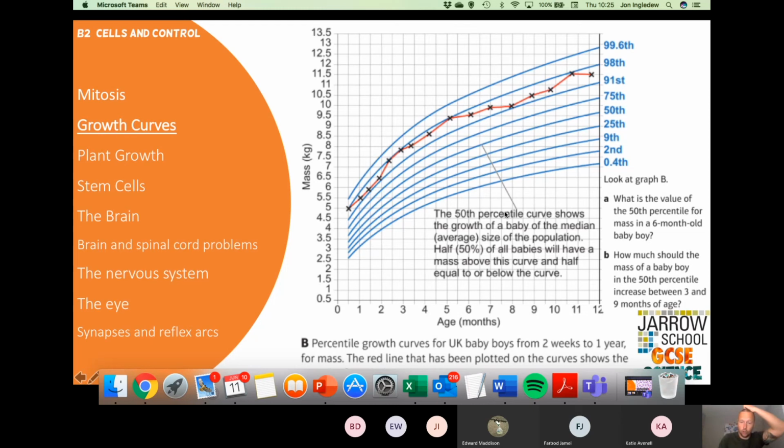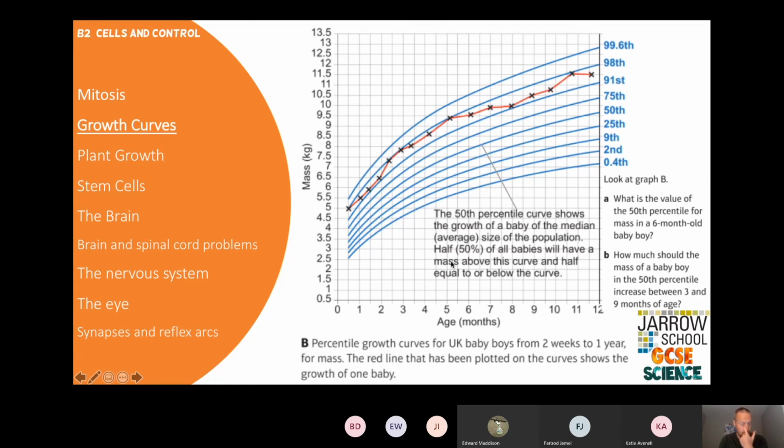Yeah, so you could also get percentage increase questions. So what is the percentage increase in mass between 2 months and 10 months? So that's when you do new take away old divided by old. Growth curves, that's it. That's all you really need to know about them.